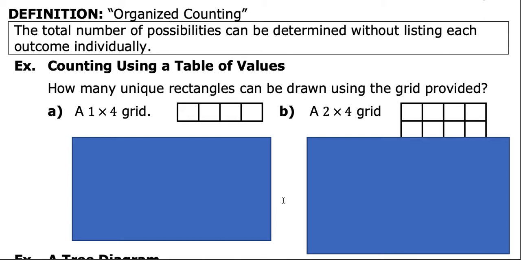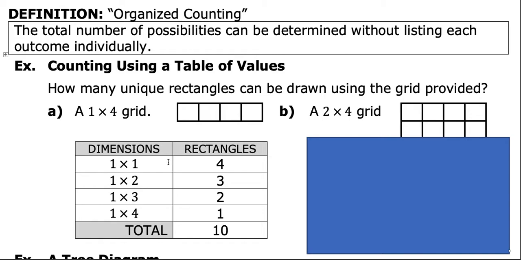So here's an example. Counting using a table of values. How many unique rectangles can be drawn using the grid provided? You can pause the video to try to answer this on your own. But here's a technique that can be applied to this. Think of the ways in which you could place these items on this grid. So if I had a 1 by 1 rectangle, I could use this position, next position, and there's a total of 4 rectangles that are possible under those dimensions.